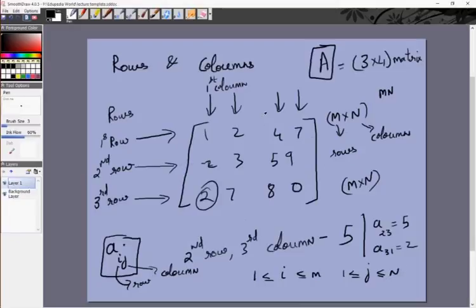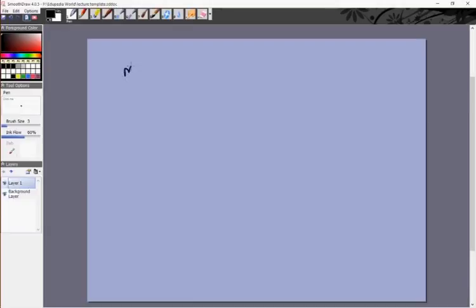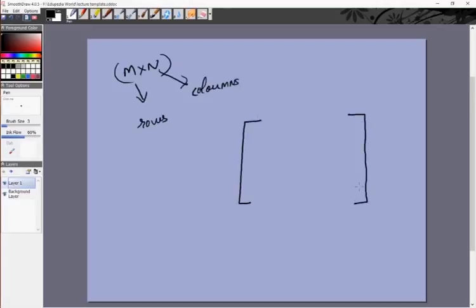So just a small recap. An M cross N matrix has M rows and N columns. And by the way, in this course we'll only be talking about real numbers. Actually, matrices can have complex numbers as well, but that's not in your course right now. So for us, it will always be real numbers.